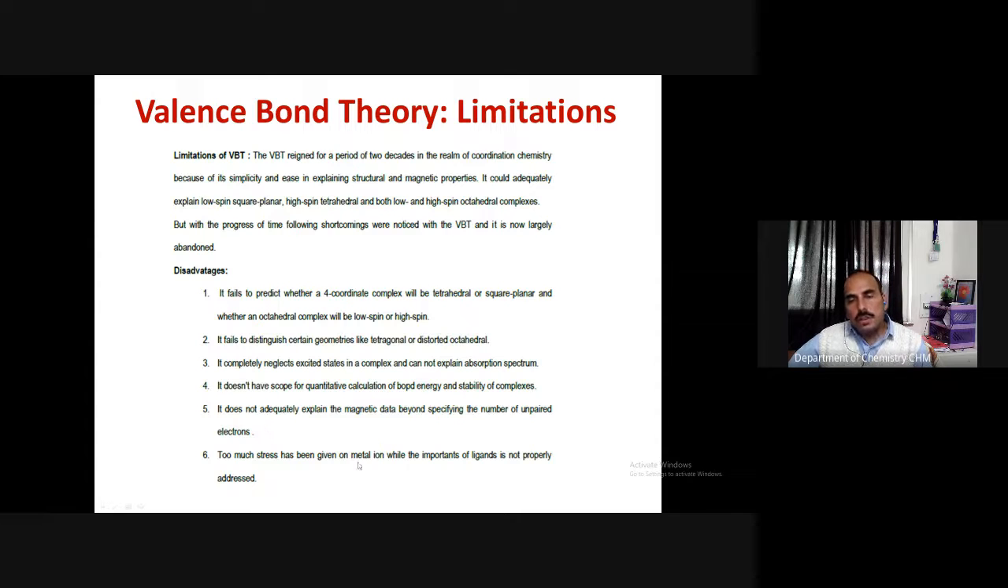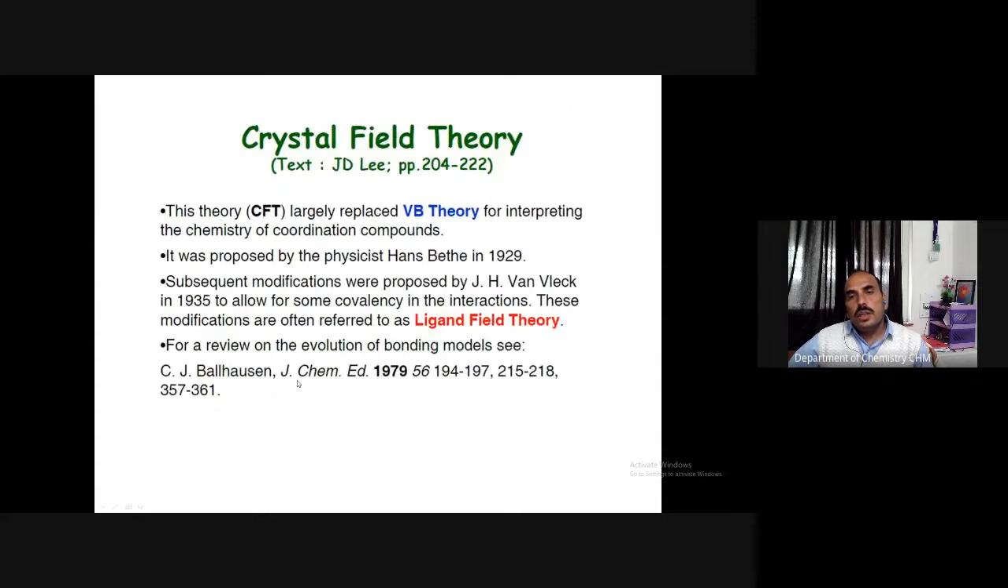Too much stress has been given to the metal ion, while the importance of the ligand is not properly addressed, right? In a system, many ligands are there, and the metal is also there. Just by looking at the metal and its orbitals, you can't explain all the properties. All the ligands should also be included. Because of that, of course, the valence bond theory cannot be utilized beyond a certain extent. What is the next theory? The next theory is crystal field theory.